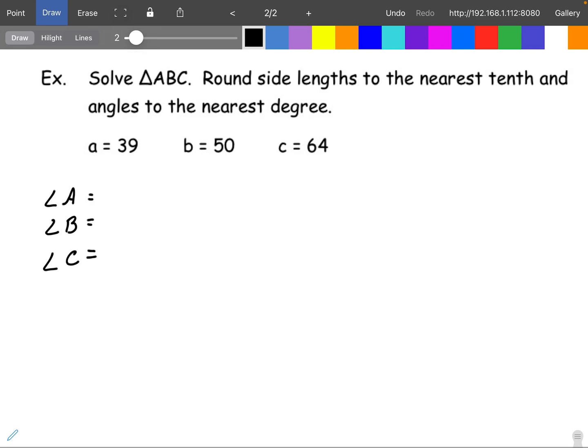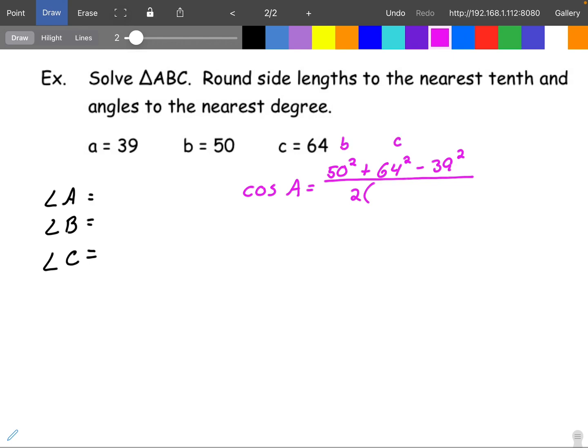Alrighty, so to find angle A, we're going to do cosine of angle A equals, and then think back to the formulas. I have to use b squared plus c squared minus a squared on top. Remember, it's minus a squared because we're looking for a. Then on the bottom, I'm going to have 2 times b times c. So because this is b and this is c, then these need to be b and c.